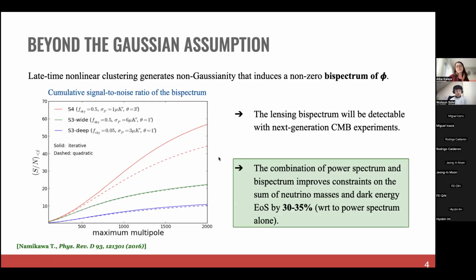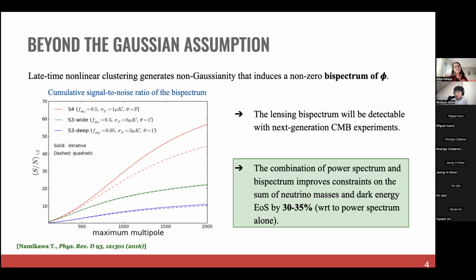But another very important result of this paper that really caught our attention was the fact that if you measure the lensing bispectrum and you have your nice data, then combining this with the power spectrum improves the constraints on some cosmological parameters, for example, the sum of neutrino masses and dark energy, by up to 35% with respect to using the power spectrum alone.